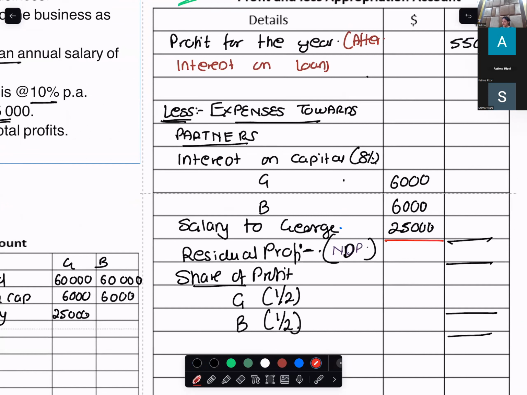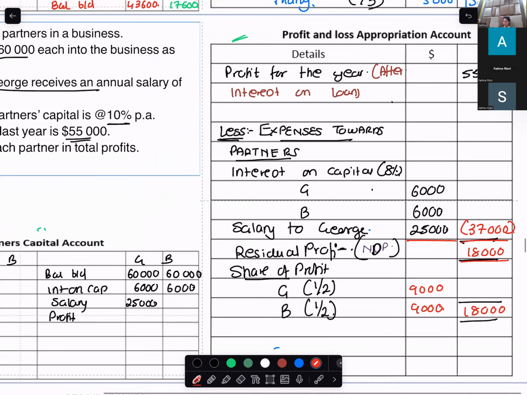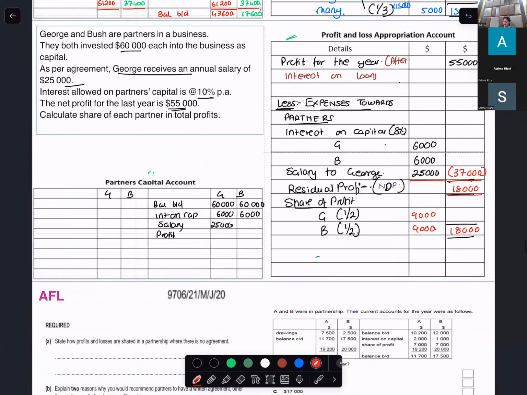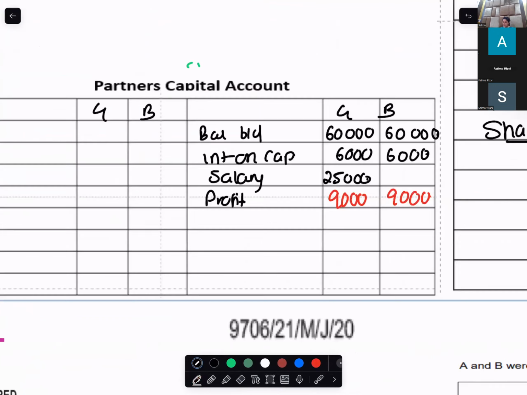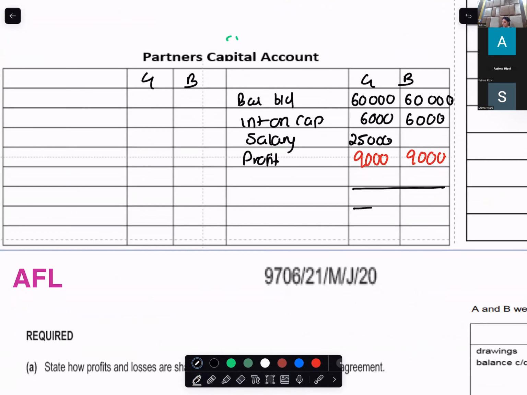Now I just need to do the totals. Can you give me the total of expense towards partners? Yeah, miss. It's 18,000. The residual profit. So the residual profit is how much? 18,000. 18,000 will be split equally amongst the partners because there is no information given about the profit sharing ratio. So it would be 9,000 and 9,000. Are you with me? Yes, miss. There is nothing on the debit side. That means I just need to do the totals.